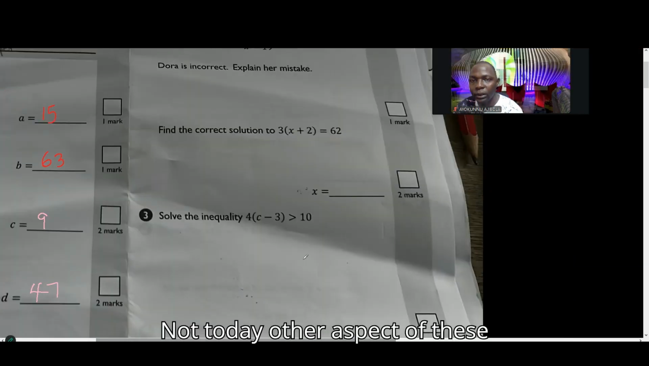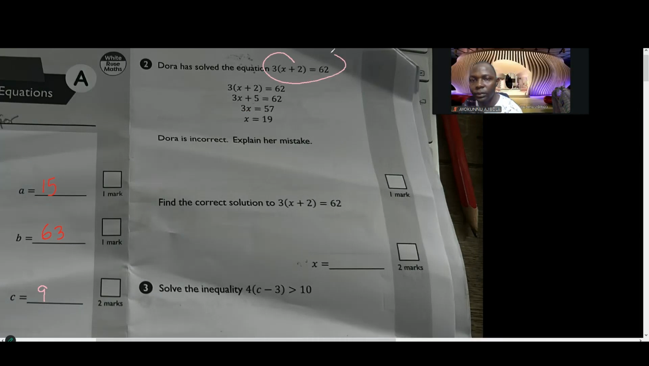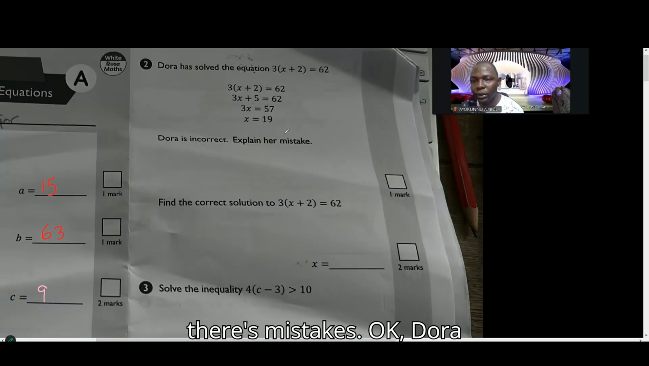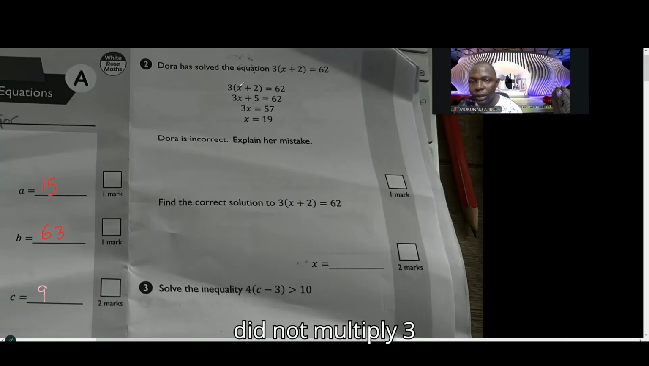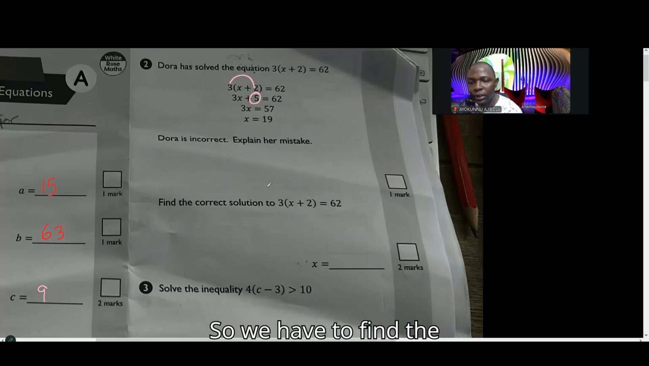Now to the other aspect of these questions here. We have Dora has solved this and got 19. Explain Dora's mistake. Okay. Dora did not multiply 3 and 2, instead added. That's the mistake. So we have to find the correct solution.